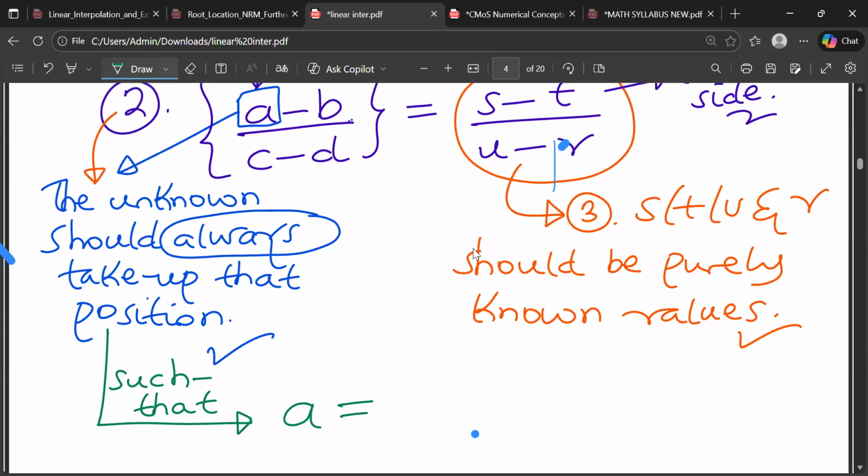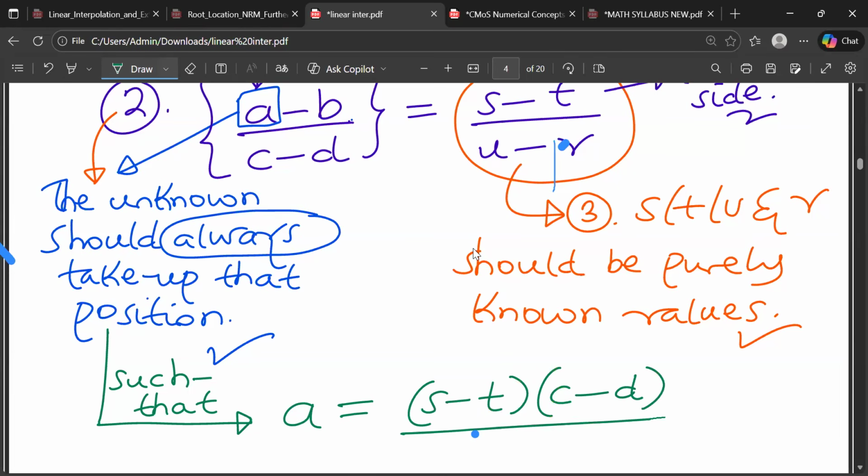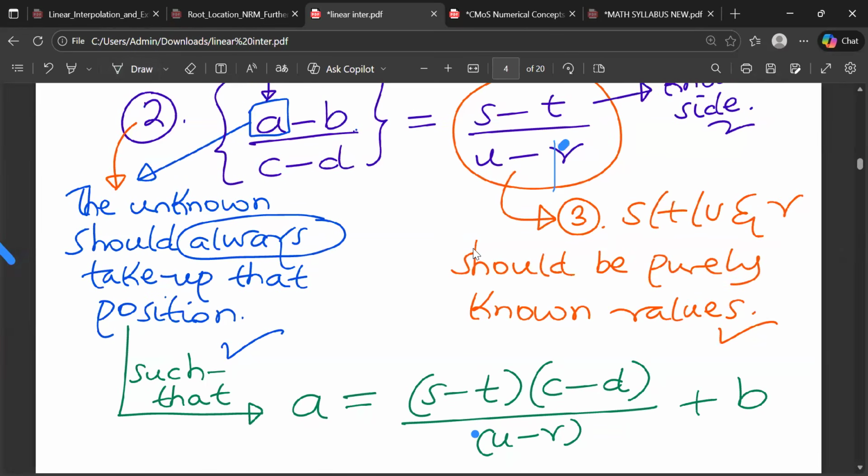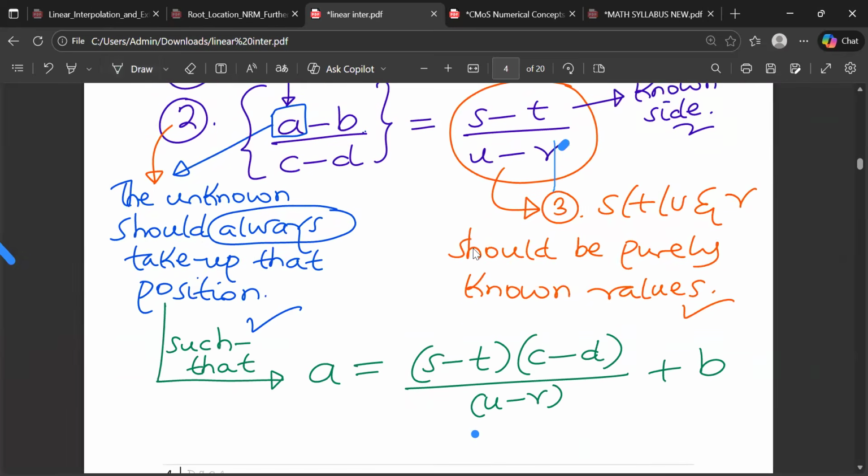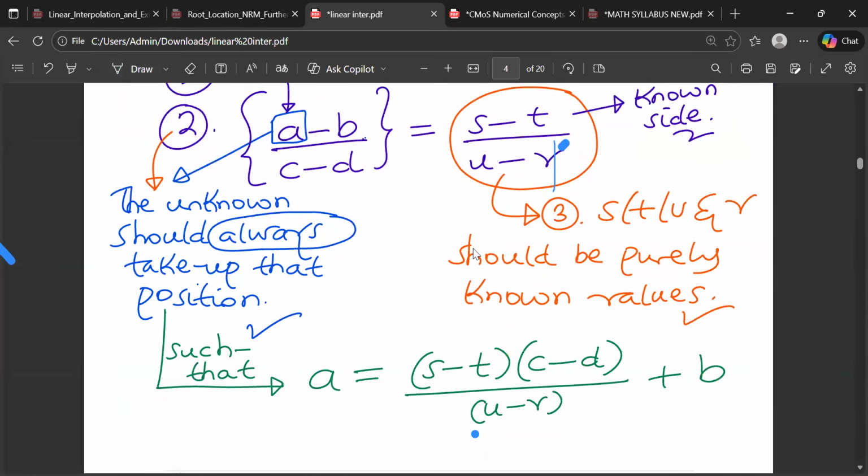You get the S minus T, then you multiply it by the C minus D. Then you divide this by the U minus V. Then after that you add B. Are you seeing that? Is it correct that if our unknown always occupies that very first position, if we are to press it in the calculator, we can get everything at once?